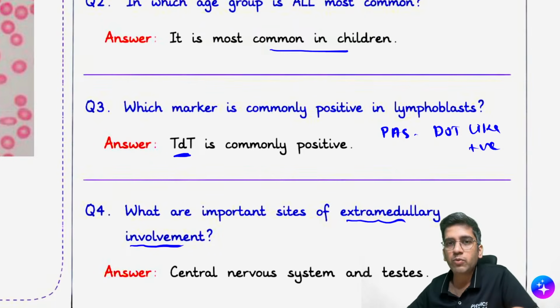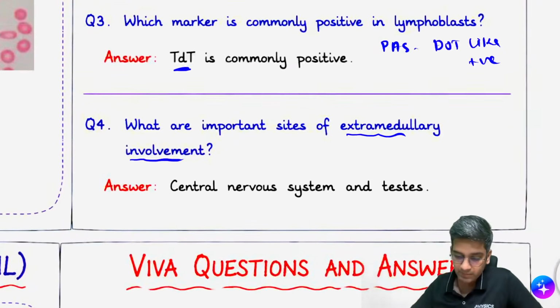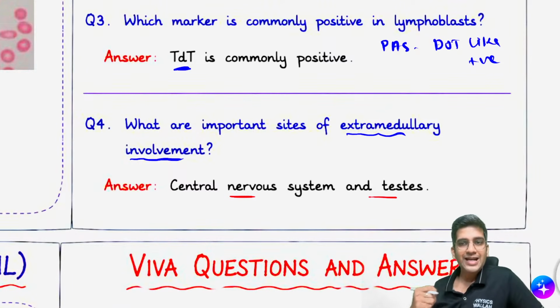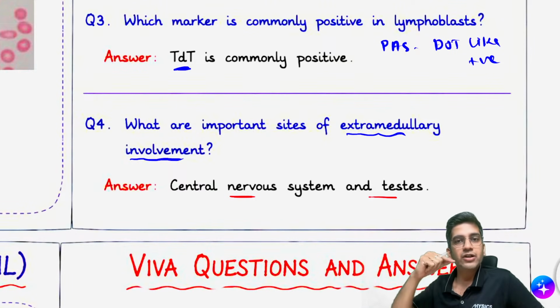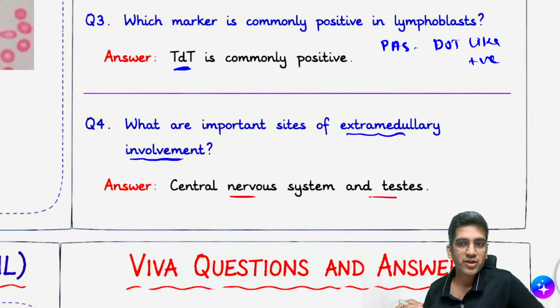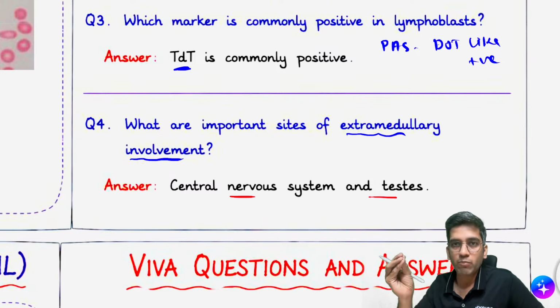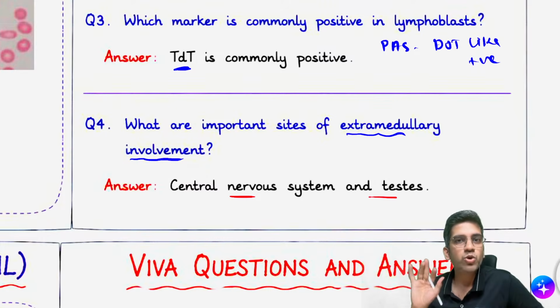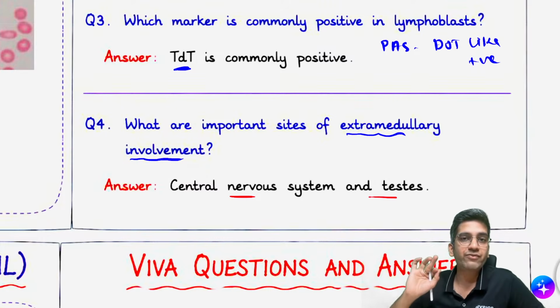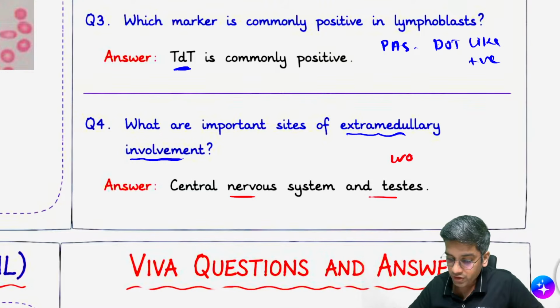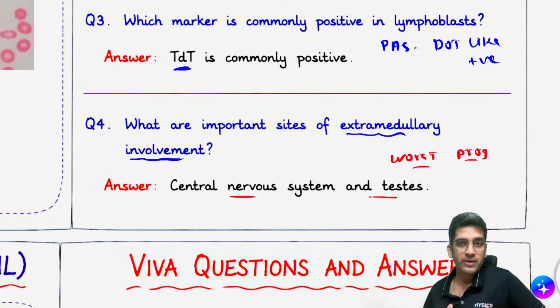Why do I worry about these 2 organ involvements? The reason is simple: anatomically, they have a barrier, the blood-brain barrier and the blood-testis barrier. So they are privileged sites where your chemotherapy cannot go inside and kill the blasts. So I give chemotherapy, all the blasts in the blood and bone marrow will be destroyed, but these blasts will not be destroyed. They'll come back again after chemotherapy stops. So they are worst prognostic signs. So these 2 organs are very important among extramedullary sites.